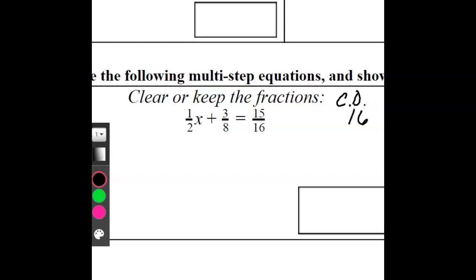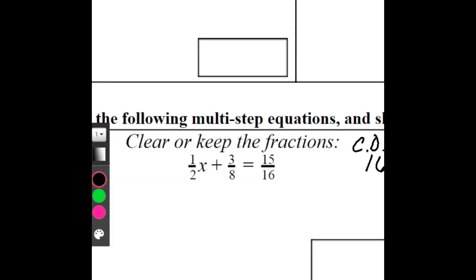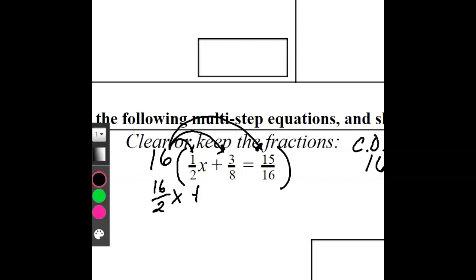Okay, so again, my common denominator is 16. So now I'm going to multiply this entire thing by 16. So what I end up having is 16 divided by 2x, because that goes here. It goes here. It's kind of like the distributive property, but not really, because then we even have to do it over here, and a lot of people always forget that. Right? 16 times 3 is, we're going to add 48 over 8.